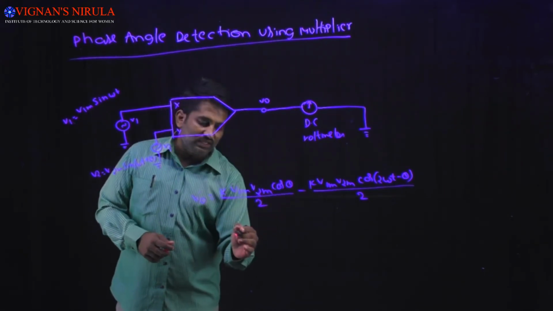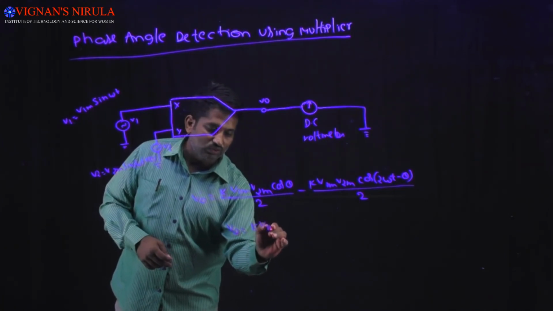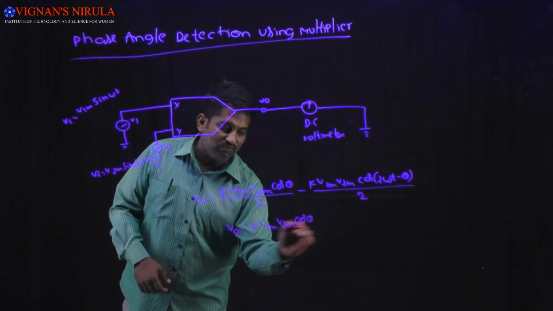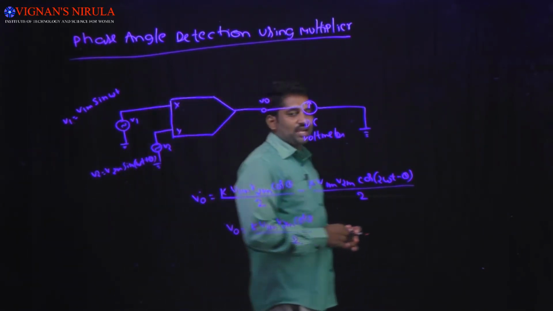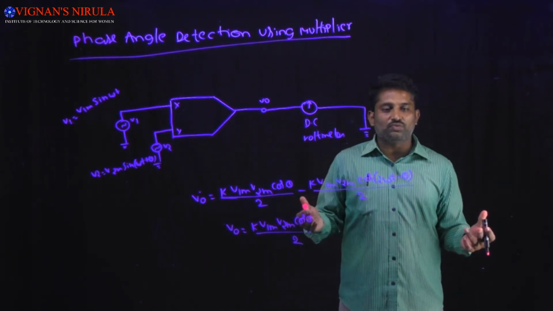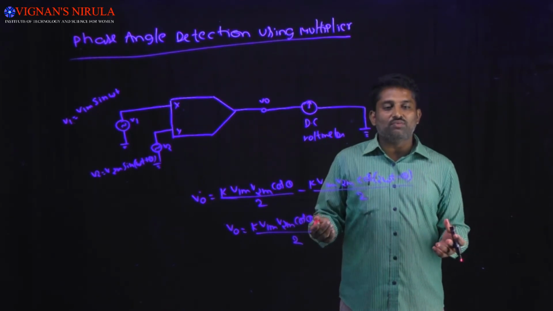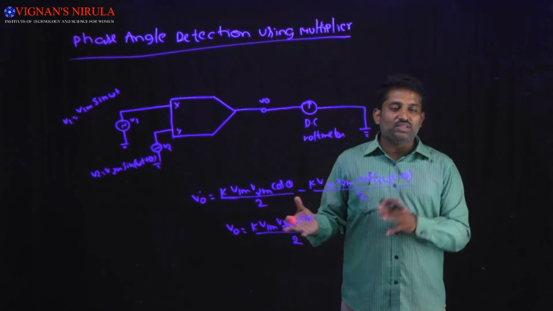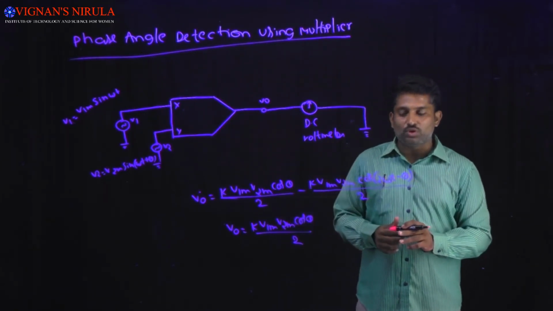Finally we get the output voltage V0 equal to k times V1m times V2m times cos theta divided by 2. Choose the phase angle theta equal to 0 degrees, 45 degrees and 90 degrees. Then we can easily calibrate the phase angle between the two input signals by using a DC voltmeter.